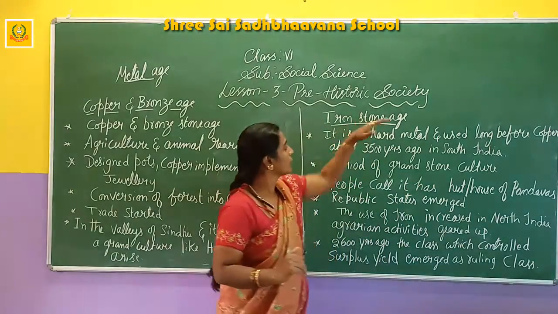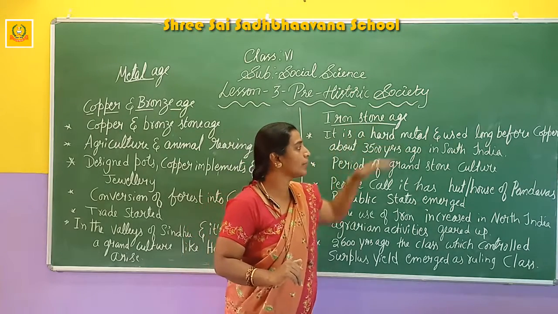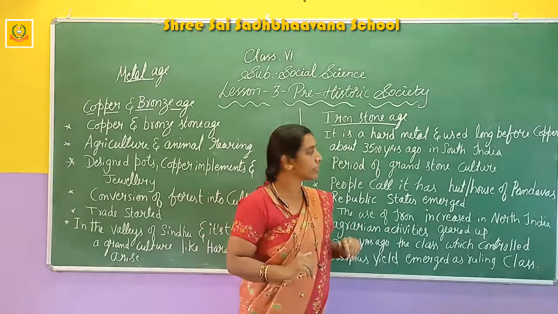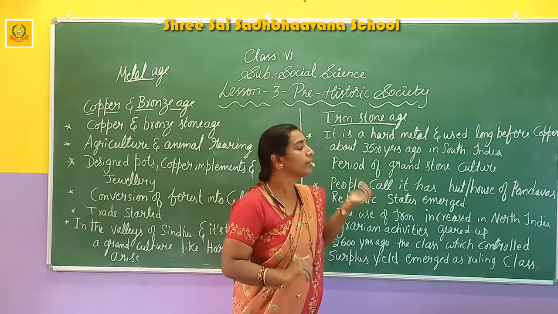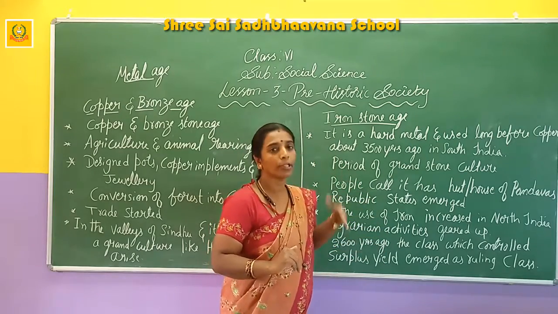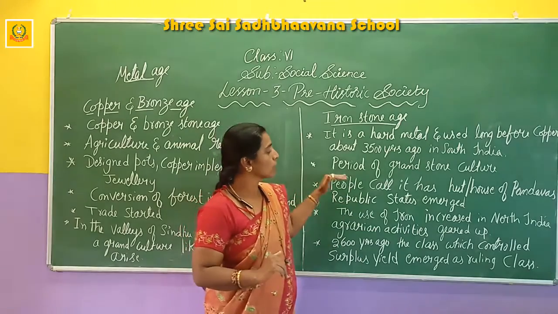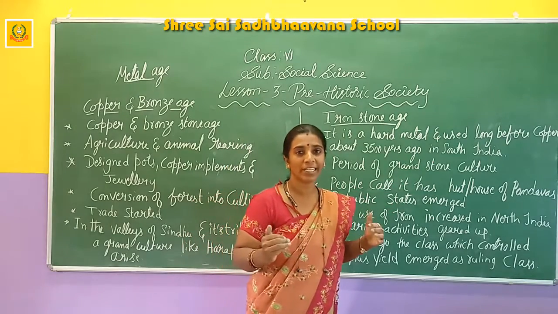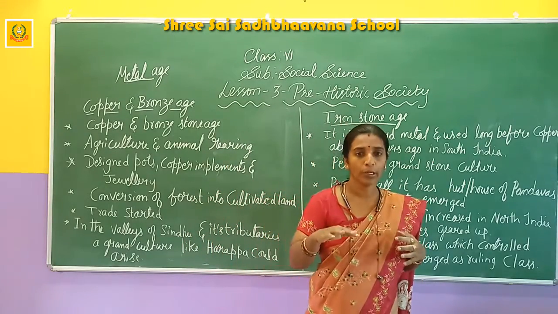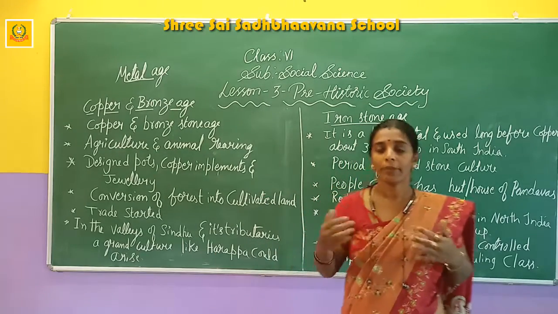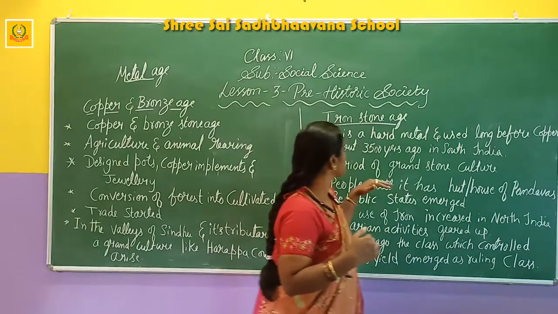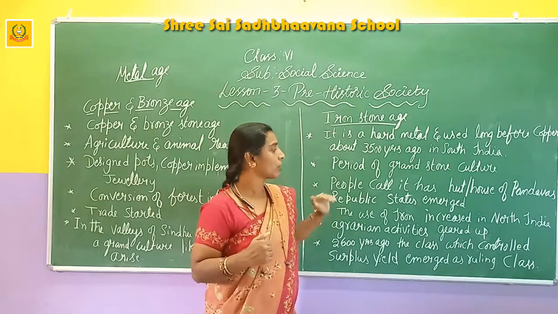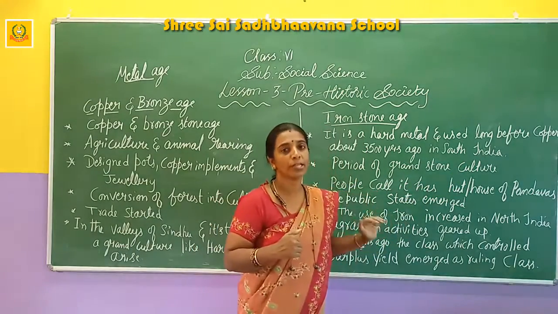When you come to the Iron Stone Age, iron is a hard metal. Iron was used before copper, about 3,500 years ago in South India. This period is also called the Grand Stone Age culture, because the people of this age constructed a circle of stone around the tomb where they kept the dead body. The people of Karnataka call it the hut or house of Pandavas or Maurya stones.